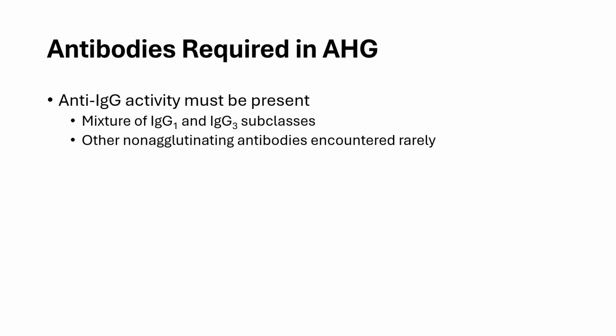Anti-IgG activity must be present for effective detection of sensitized red blood cells. So antihemoglobulin reagents should include a mixture of IgG1 and IgG3 subclasses. These are the most clinically significant IgG subclasses in blood group immunology. Other non-agglutinating antibodies could exist but are rarely encountered.